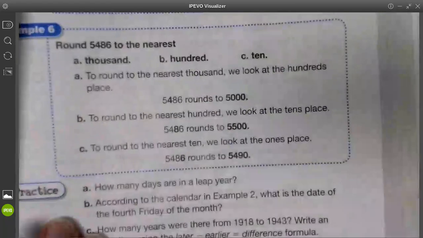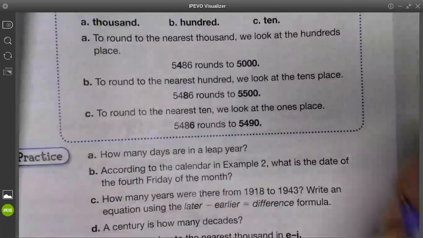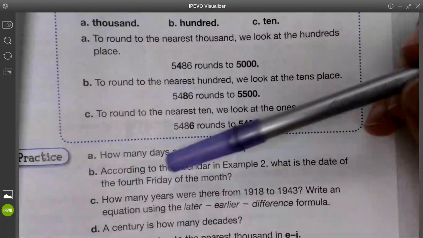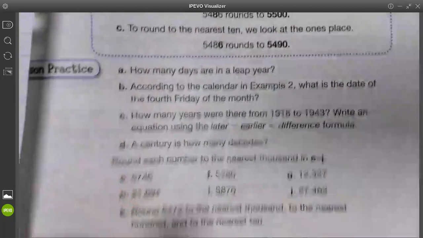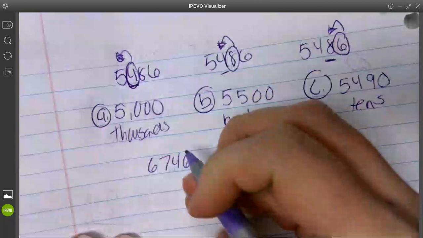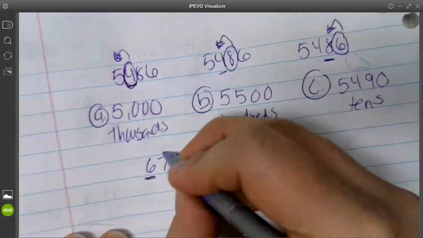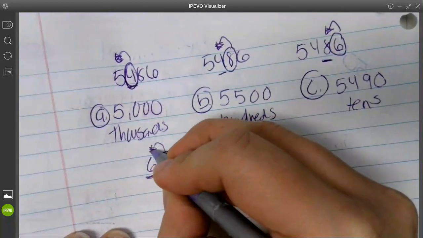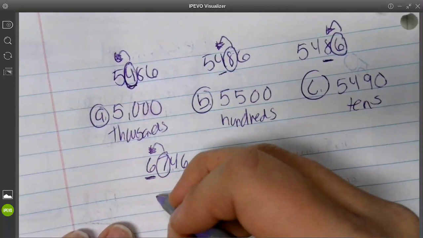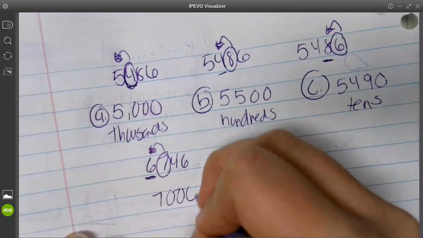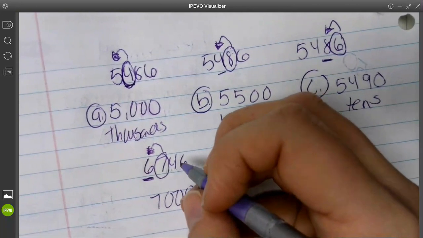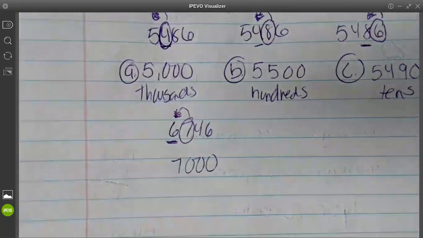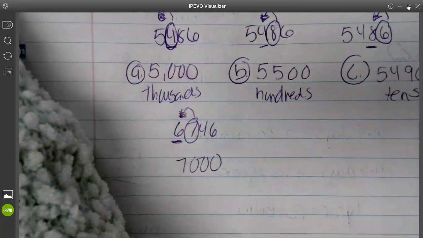All right. So these are just kind of review questions. How many days are in a leap year? That's in the book. Rounding each number to the nearest thousand. Let's take this one. Do one more practice. 6,746. So this is our digit in the thousands. Our 7 tells the 6 what to do. 7 is more than 5, so it tells the 6 to round up to 7. So just pay careful attention to what they want you to round the numbers to. All right, so there is your math lesson.